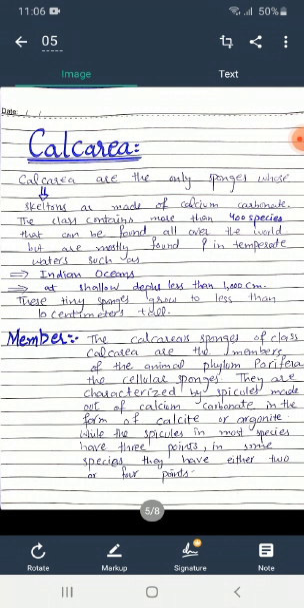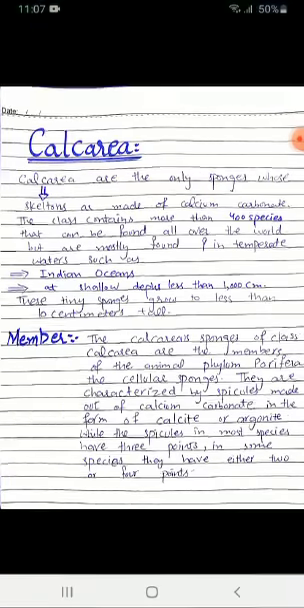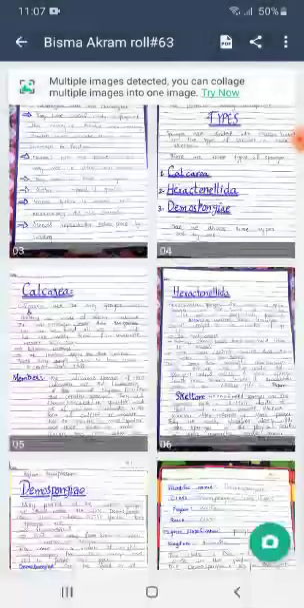The calcareous sponges of class Calcarea are members of the animal phylum Porifera, the cellular sponges. They are characterized by spicules made up of calcium carbonate in the form of calcite or aragonite, while the spicules in most species have 3 points. Some species have either 2 or 4 points.